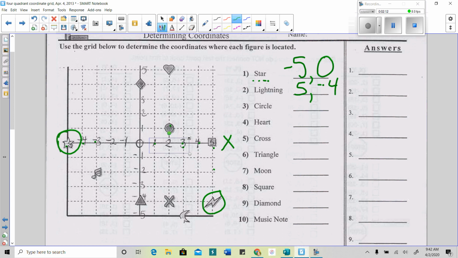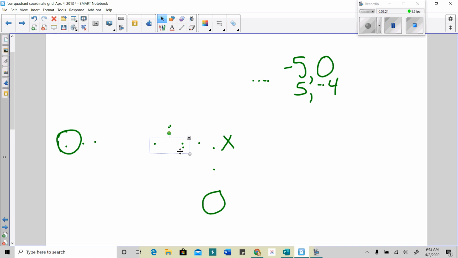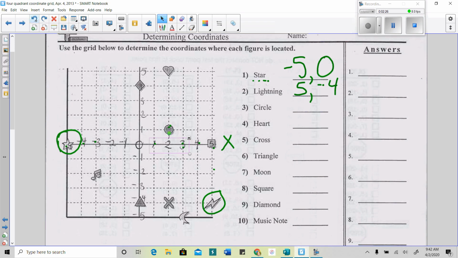So I can see the circle is right there, and I'm going to try and get this thing to disappear. I don't like this little box that's here. Oh, that did not help at all, did it?